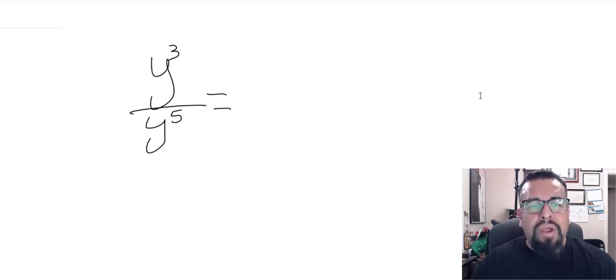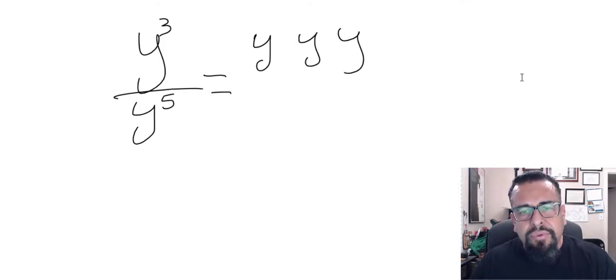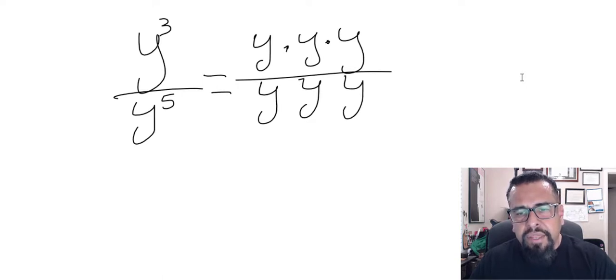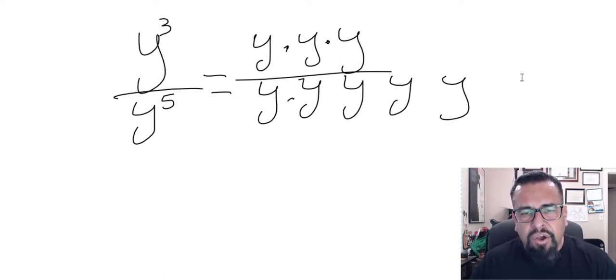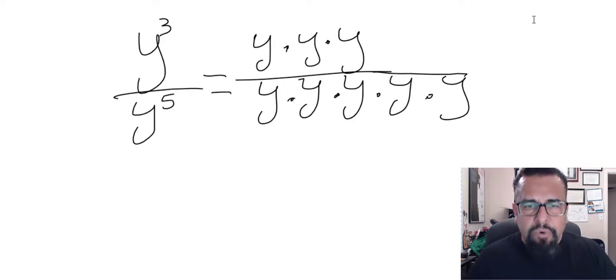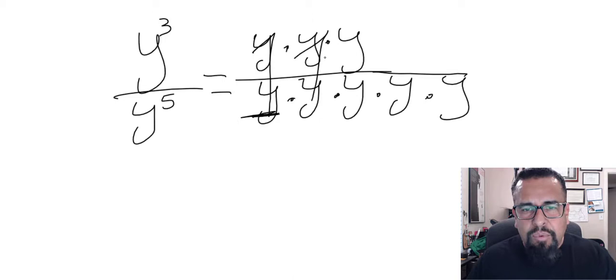Again, let me break it open so I can show you what's happening. We have 3 y's, so 1, 2, 3, and all of these are being multiplied together. And then we have 5 here. 1, 2, 3, 4, 5, and all of these are being multiplied together. All right, so how do we solve this? Easily. So we're going to divide y divided by y right here. So y divided by y equals 1. Not 1y, just 1. Y divided by y here equals 1.